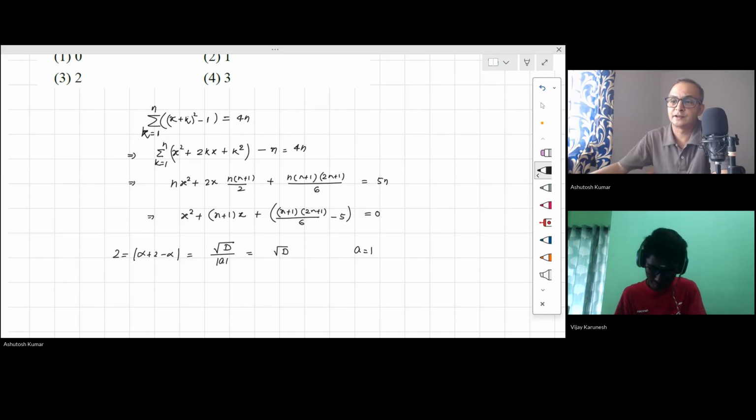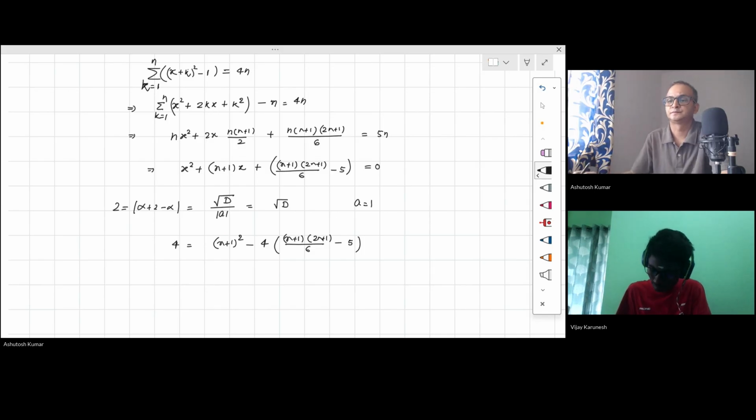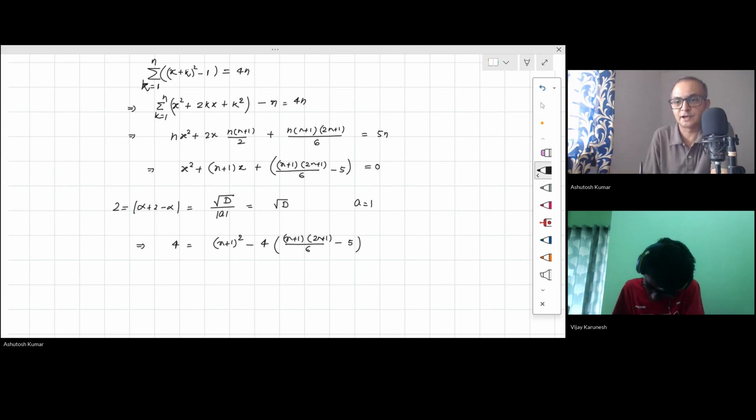The discriminant is a difficult thing to find, but not that difficult. So what do we get? 2 is equal to what? (n plus 1) whole square, and we can write 4 actually, after squaring the discriminant. So (n plus 1) whole square minus 4 into this whole quantity, (n plus 1)(2n plus 1) by 6 minus 5. Now you notice that this is a direct equation in terms of n. So if you are able to solve it, we can get the value of n that we are actually asked for.